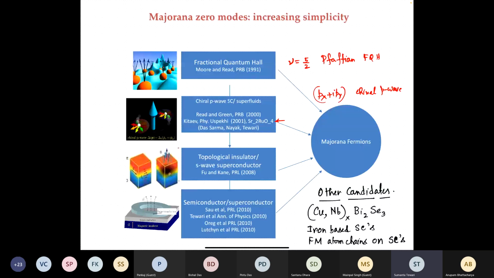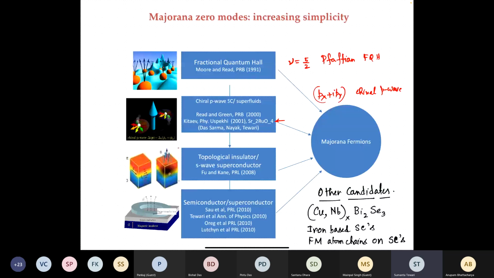And finally, we proposed back in 2010 the semiconductor-superconductor system. So what you have there is a semiconductor which is sitting in the middle in gray, and the semiconductor has spin orbit coupling. As you know, many semiconductors do have spin orbit coupling. As you go to lower dimension, the spin orbit coupling in fact increases. So the spin orbit coupling is something that you need to create this topological superconducting state.